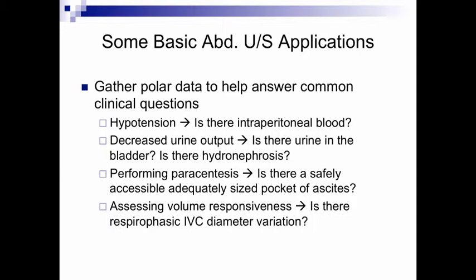If there's decreased urine output, you can use focused abdominal ultrasonography to assess: Is there urine in the bladder? Is there hydronephrosis of the kidneys suggestive of obstructive uropathy? If you're performing paracentesis, you can use abdominal ultrasound to help you answer the question, is there a safely accessible, adequately sized pocket of ascites that you can actually aspirate? And if you're assessing volume responsiveness, and this is something we'll touch on again when we talk about echocardiography, when you're assessing volume responsiveness in a patient who's being resuscitated from shock, you can use IVC ultrasound to ask, is there a respirophasic variation of the IVC?